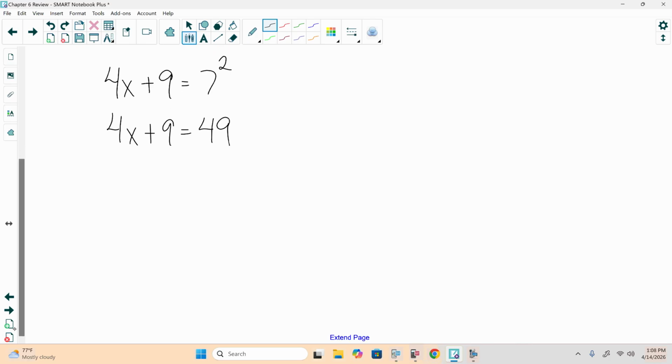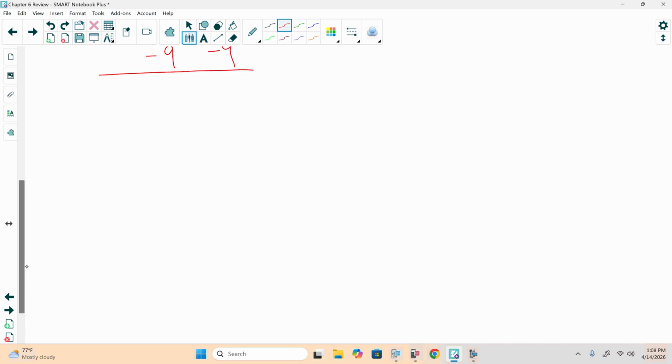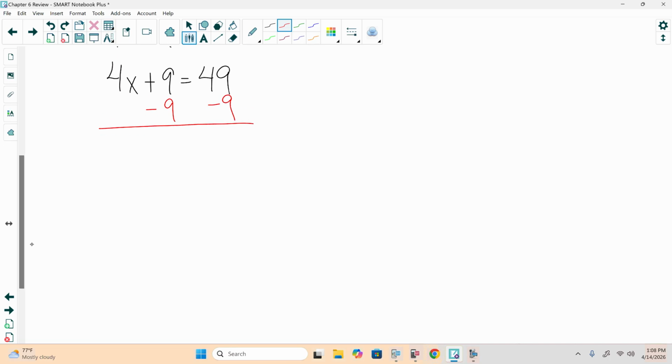Don't have an x squared term, so we don't need to get this equation equal to 0. We just need to solve for the value of x. And the first thing I would do is subtract 9 from both sides, telling us that 4x is equal to 40. Then we would do what? Divide both sides by 4, telling us x is equal to 10.